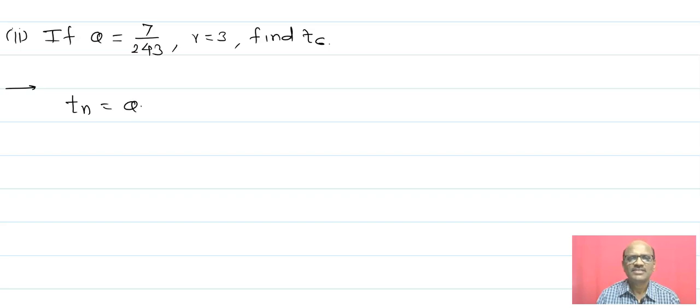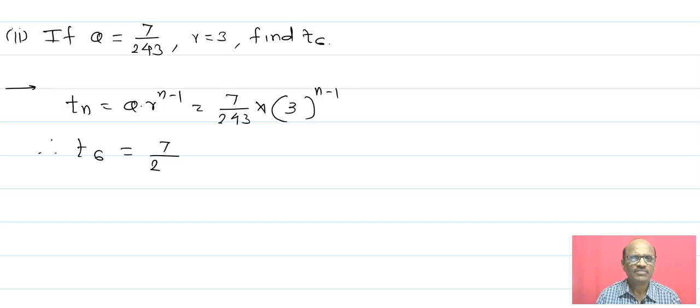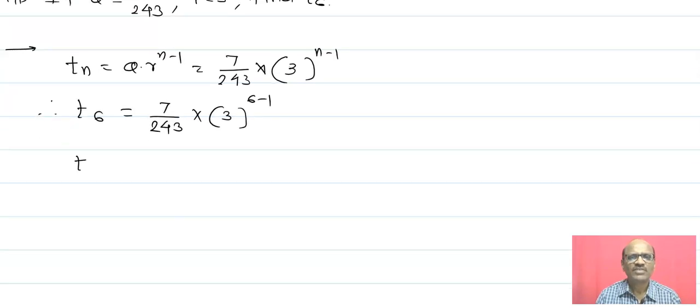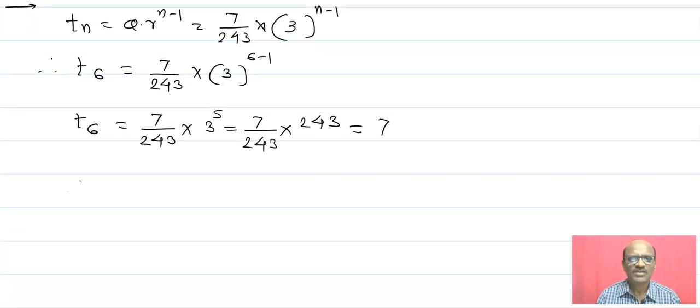Now we'll see the next, question number 2, continuation. If a is equal to 7 upon 243, r is equal to 3, then find T6. Now what is our formula? Tn is equal to a into r raised to n minus 1. Substitute the value of a, that is 7 upon 243 into 3 raised to n minus 1. Now here we require T6. Therefore n is replaced by 6. Therefore T6 is equal to 7 upon 243, 3 raised to 5. And the value of 3 raised to 5 is again 243. 243, 243 get cancelled. Therefore T6 is equal to 7.